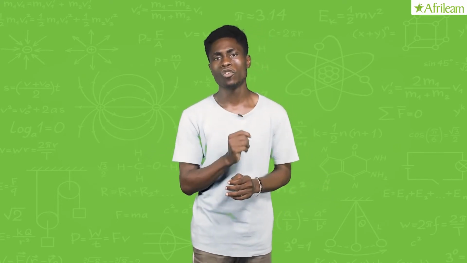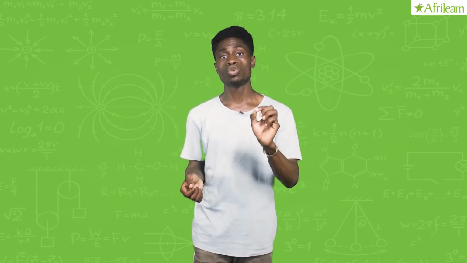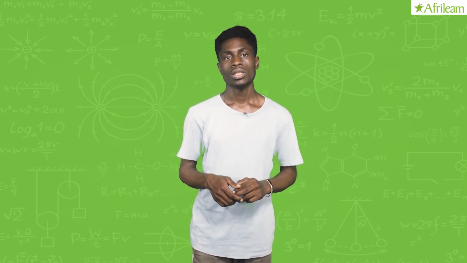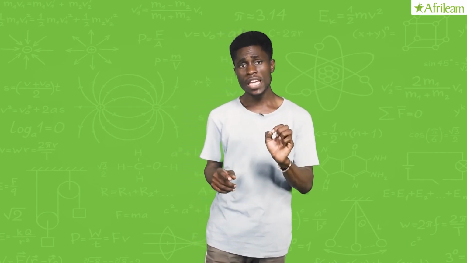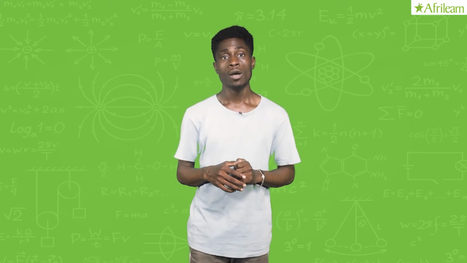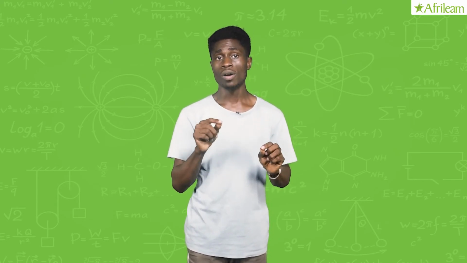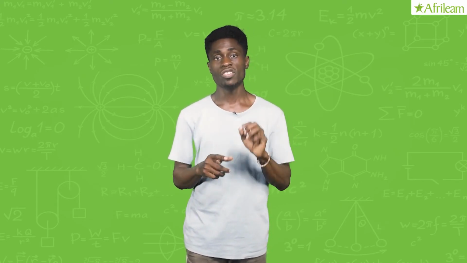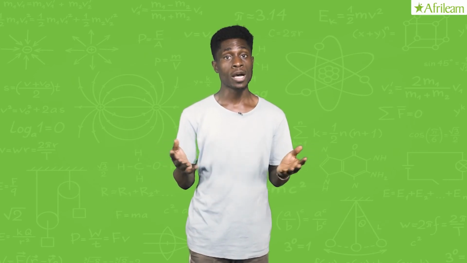Calculate the current flowing through an 8 ohms device when it is connected to a 12 volt supply. Solution. V equals IR. Therefore, change of subject of formula, we would have I equals V over R, where I will now be 12 divided by 8 and you have 1.5 amps.